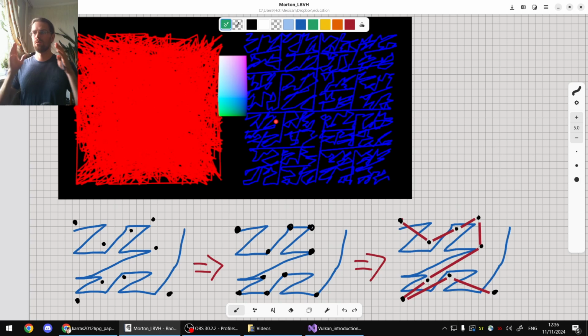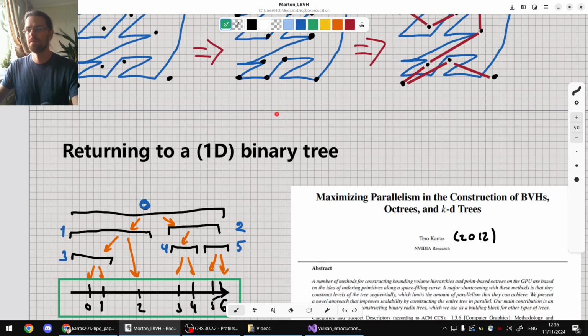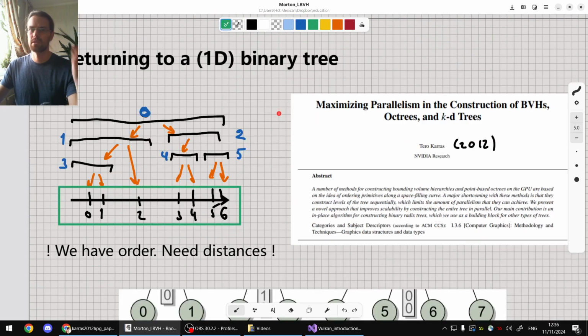So again, let's repeat that we have an ordering and something that helps us to form a structure. That's cool, and it's one-dimensional. The idea is that we have mapped 2 dimensions to 1 dimension, and we can apply a binary tree to start segmenting it.